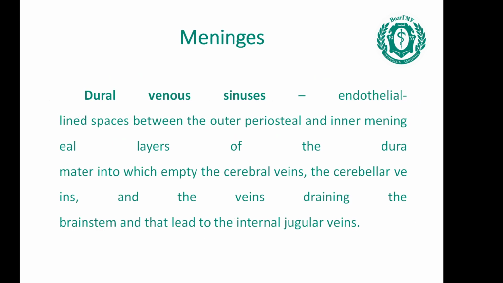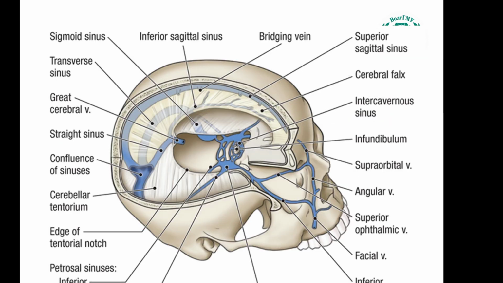Dural venous sinuses are endothelial-lined spaces between the outer periosteal and inner meningeal layers of the dura mater, into which empty the cerebral veins, the cerebellar veins, and the veins draining the brainstem, and which lead to the internal jugular veins. Here you can see the illustration, the scheme of all the venous sinuses of the dura mater.